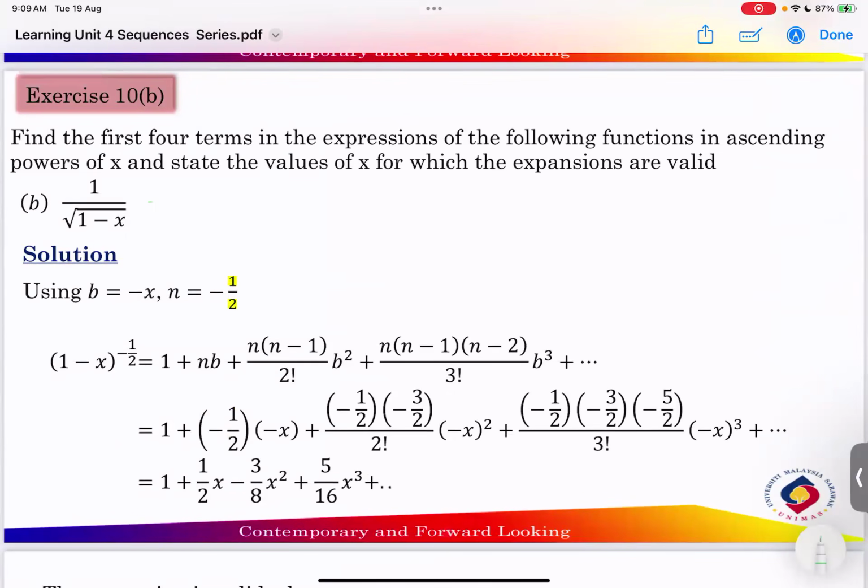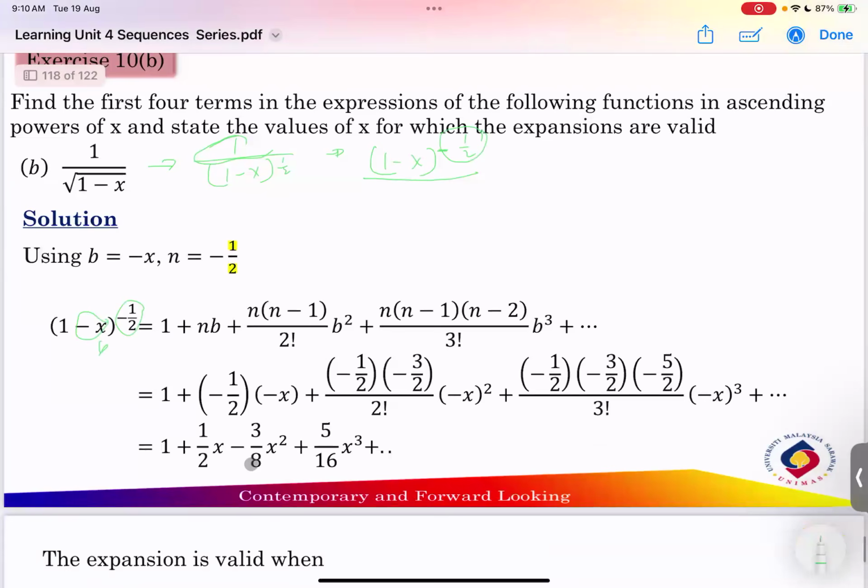This one is 1 over (1 minus x) to the power of 1 over 2. Since this one is a fraction, we have to change it into this format, with negative coming from this fraction, 1 over 2. So this negative 1 over 2, then this one is your b, the whole entire thing is a b, and then this one is your n. So you can put into the formula and then get this answer.